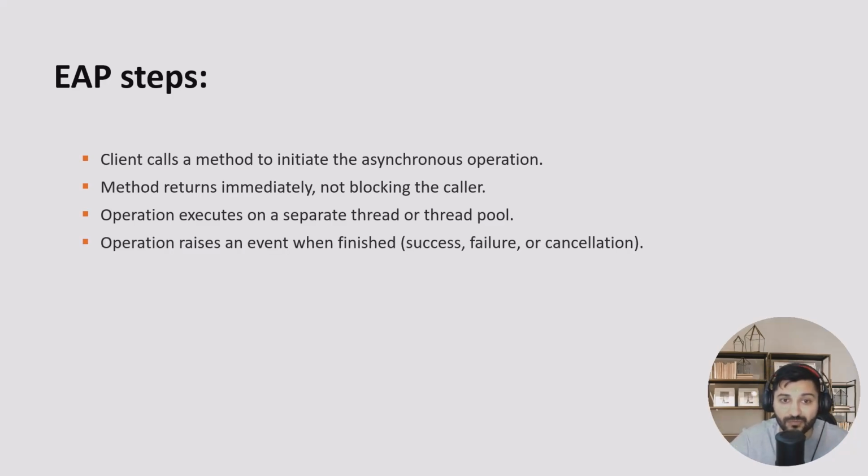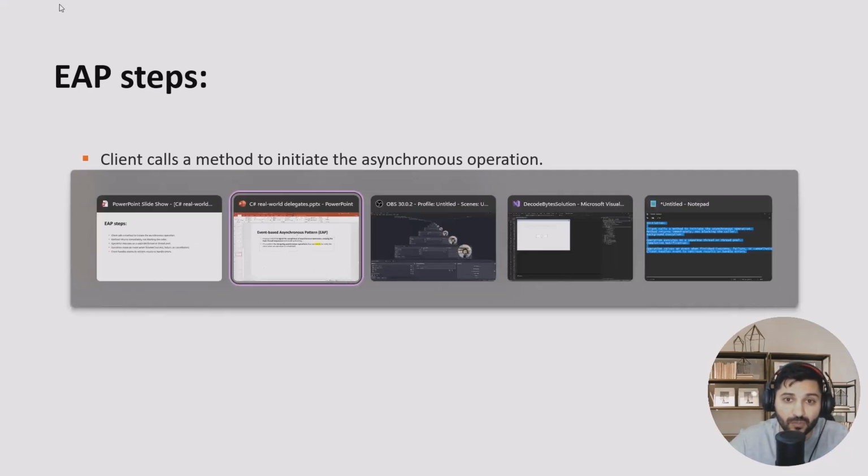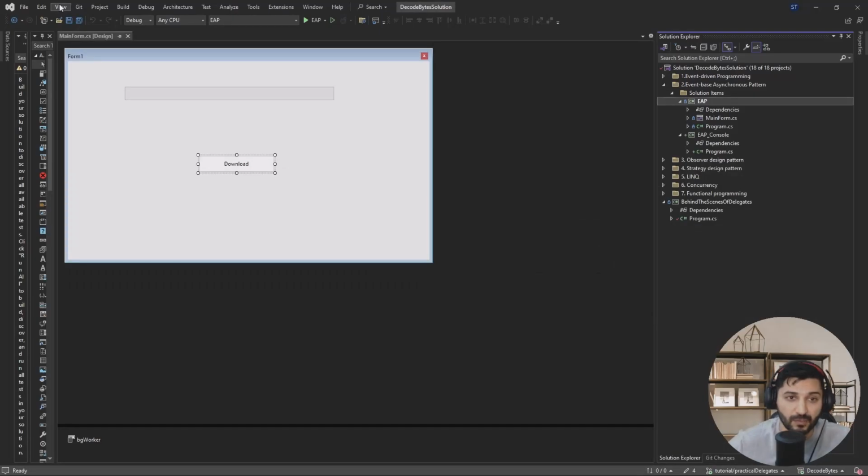Operation raises an event when it finishes. It is possible to get success, failure, or cancellation. And the client handles events to retrieve results or handle errors. Okay, let me show you a real-world example of using the event-based asynchronous pattern.